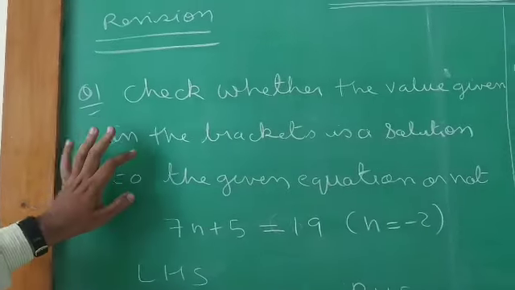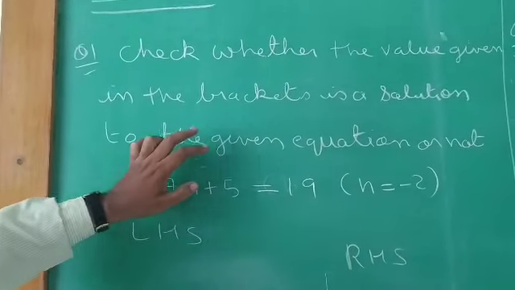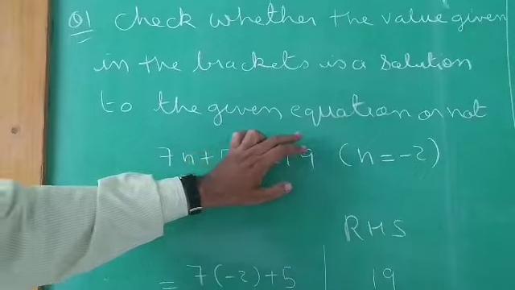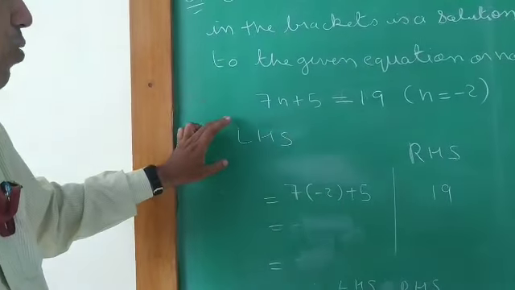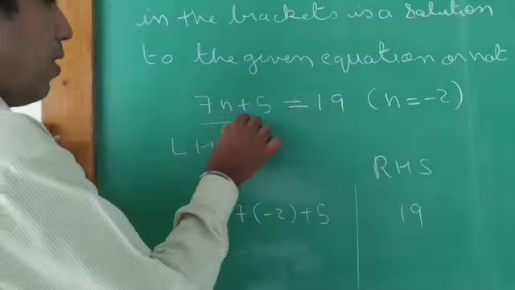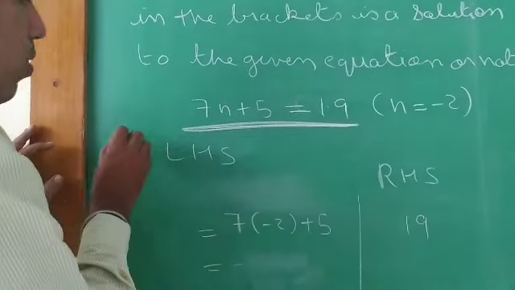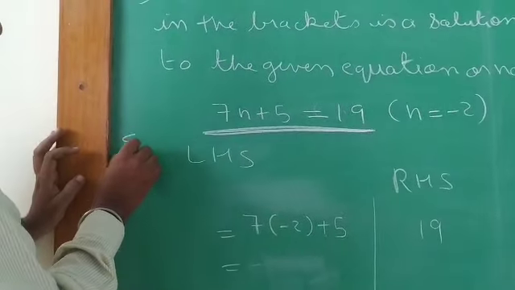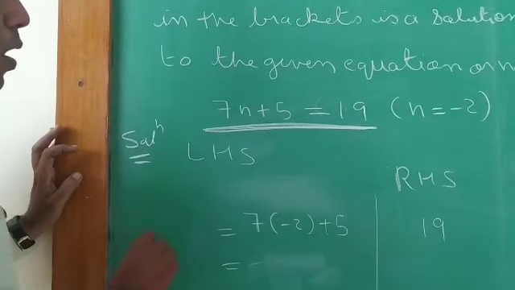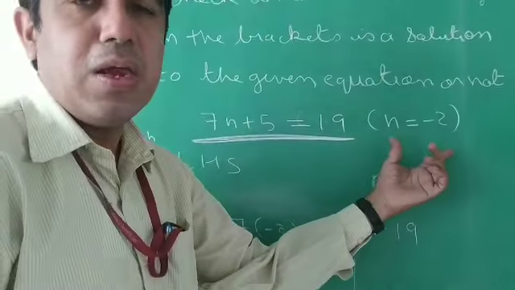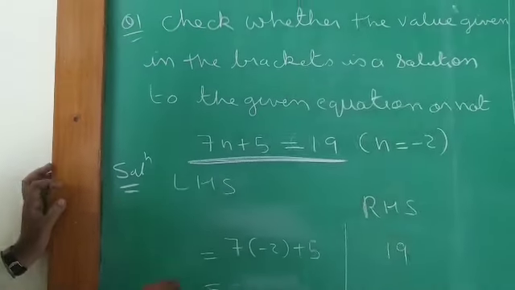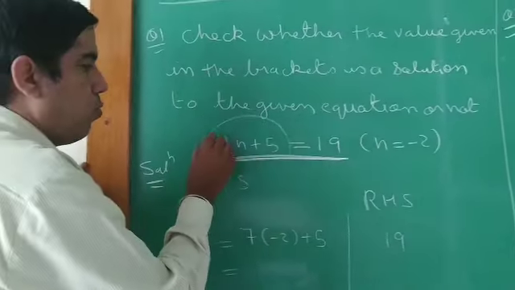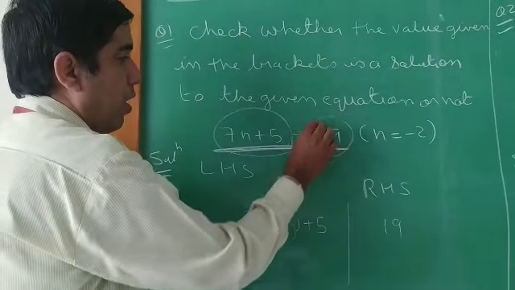Check whether the value given in the bracket is a solution to the given equation or not. Questions like these are there. You can see it is given like this: 7n plus 5 equal to 19. Now in the bracket it is given here n equal to minus 2. So I will put the value n equal to minus 2 in the LHS.